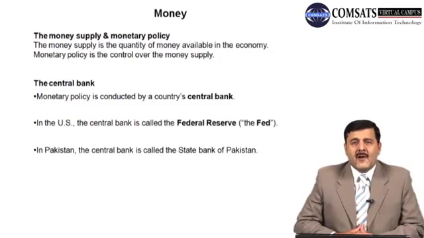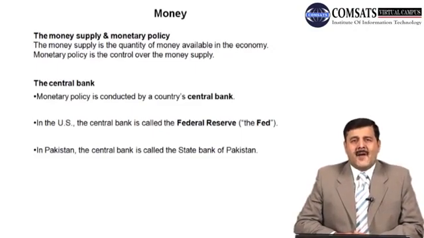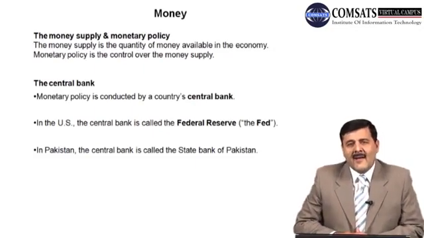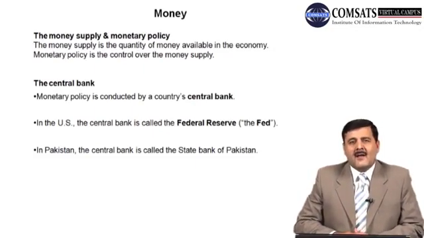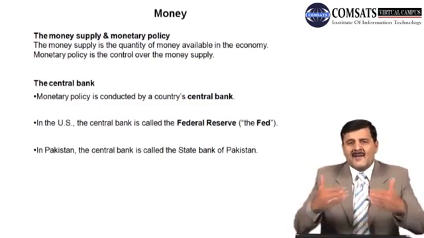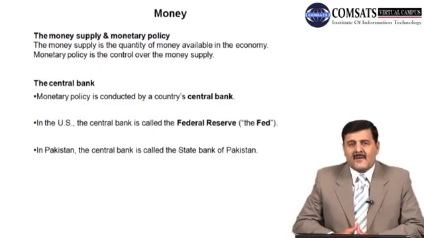Now we'll try to differentiate between two other parameters or variables, the money supply and the monetary policy. Now what is the difference between these two parameters? The money supply is the quantity of money available in the economy, right? Monetary policy is the policy which is the control over the money supply, right? So money supply is the total money available in the economy, और उसको कंट्रोल करने के लिए जो पॉलिसी अडॉप्ट की जाती है that is monetary policy.